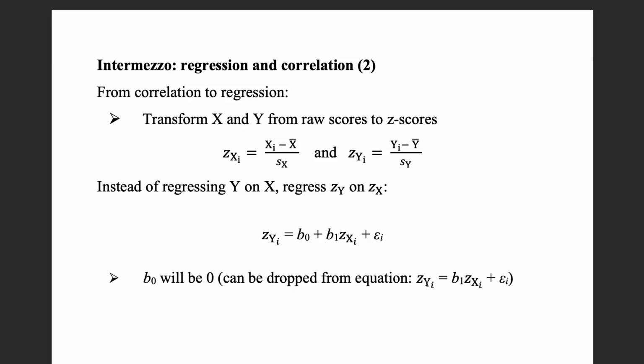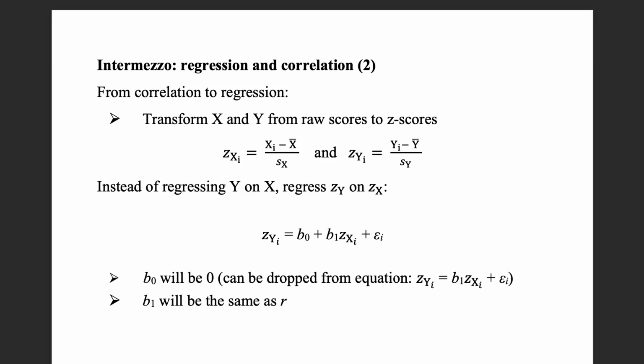So we can rewrite the same equation as just being the z-score on our dependent variable for each case is equal to this regression coefficient multiplied by the z-score on the independent variable, plus still our error term. Even more interesting, our b1 coefficient will be exactly the same as Pearson's correlation coefficient R.